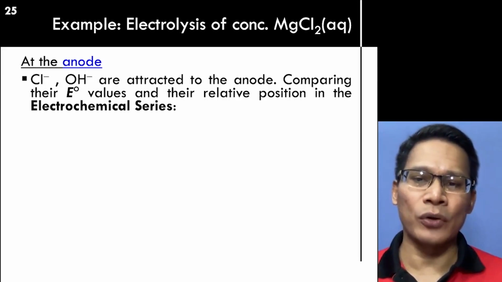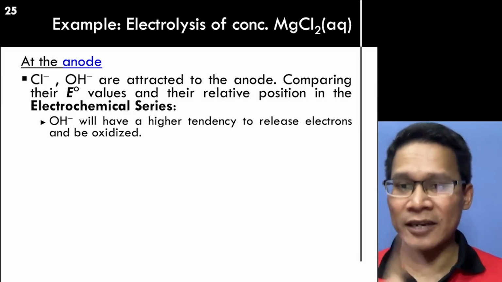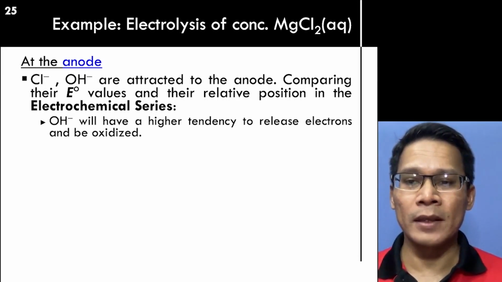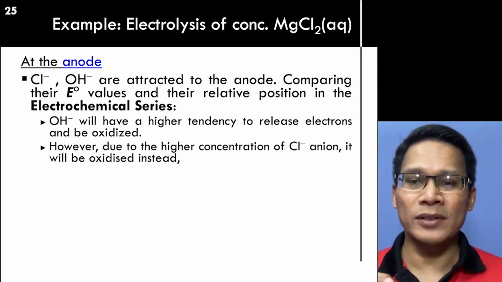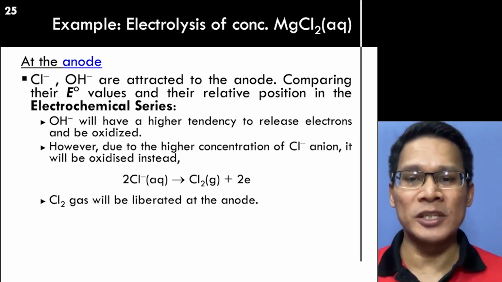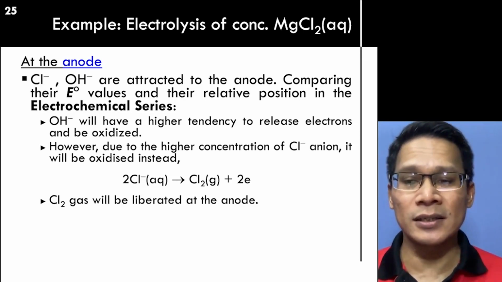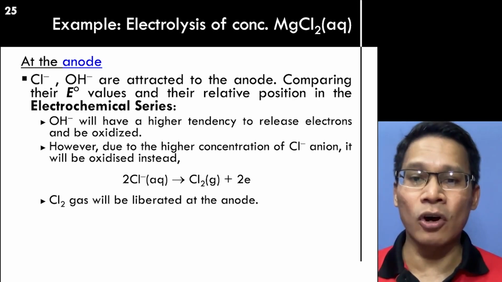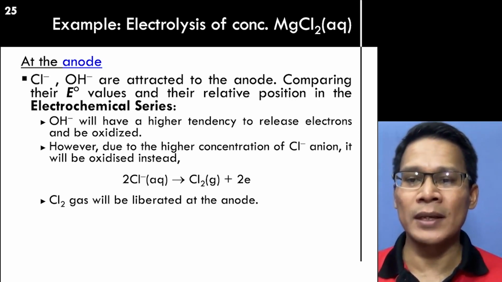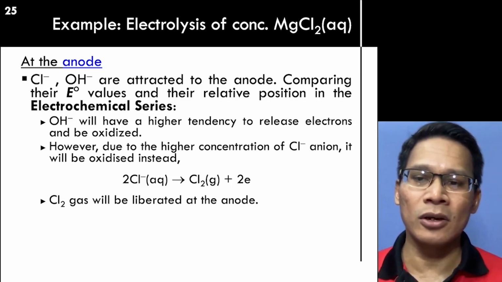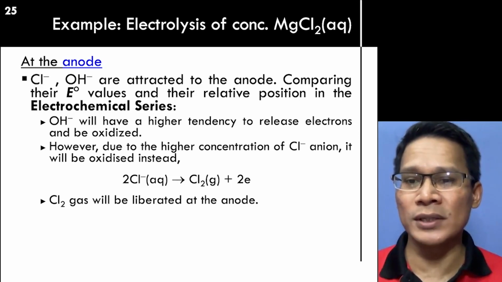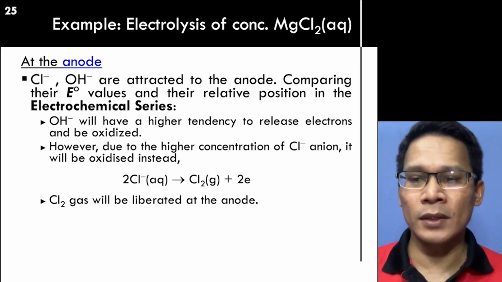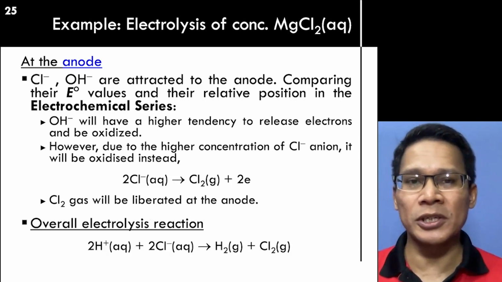It is a different story at the anode though, where the second factor comes into play. Even though hydroxide should be discharged due to its position in the electrochemical series, chloride ion is discharged instead. The high concentration of chloride ions in concentrated magnesium chloride is the reason behind this. Chlorine gas will be produced at the anode. The overall electrolysis equation is as shown.